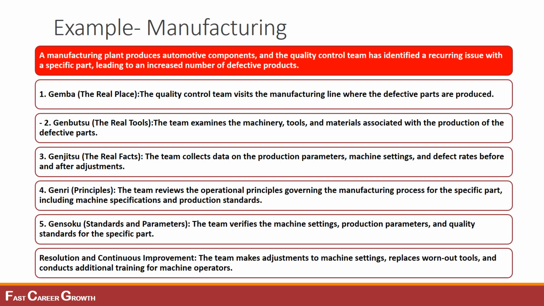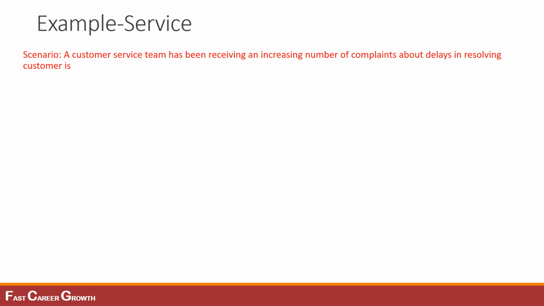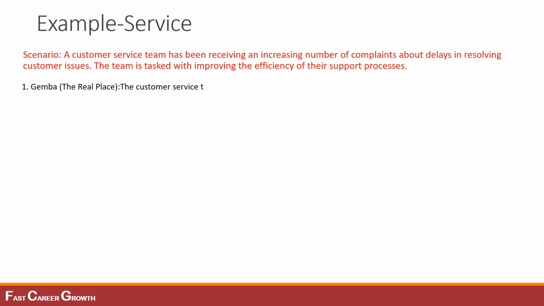Next, let's see an example of the service industry. A customer service team has been receiving an increasing number of complaints about delays in resolving customer issues. The team is tasked with improving the efficiency of their support processes. First is GEMBA, the real place.